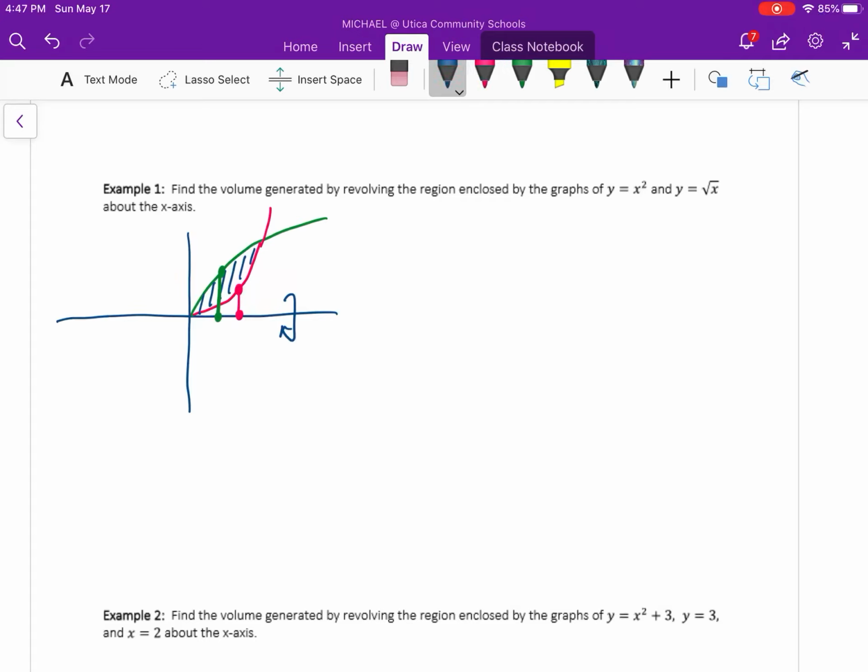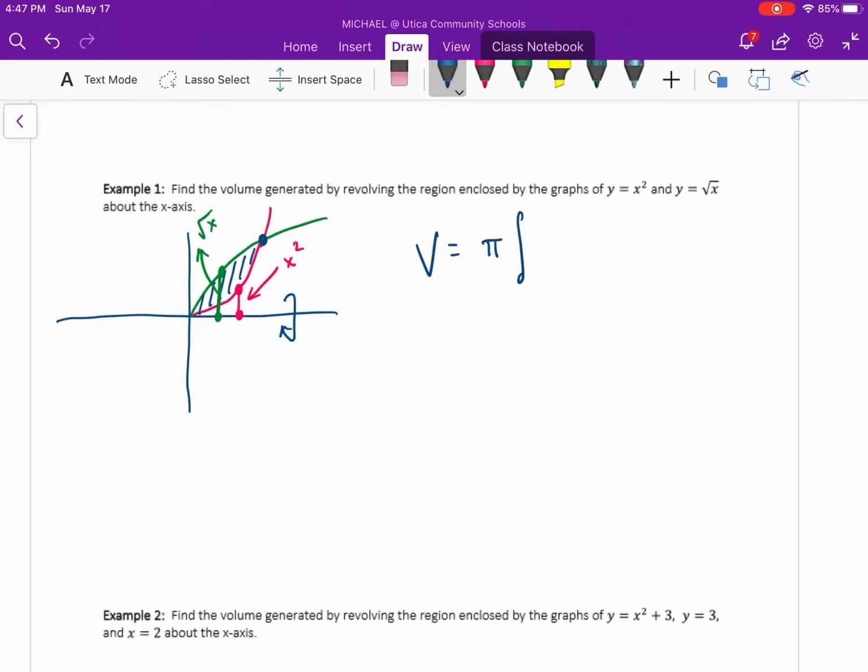Again, the radius is the distance from the function to the axis that we're revolving it around. So this is an easier example because this is just the function values themselves. And again, we always go outside minus inside. Just like if we were doing area under the curve, we would do outside or top minus bottom. Same thing here, outside minus inside or top minus bottom.